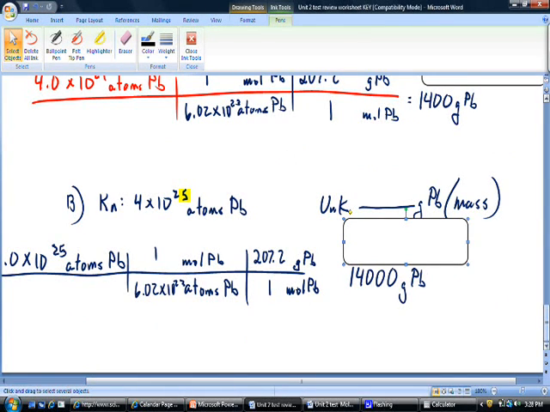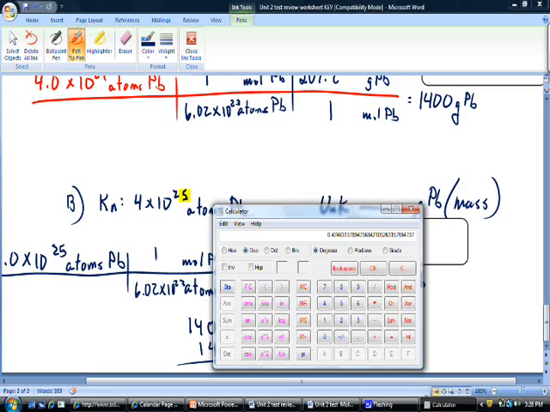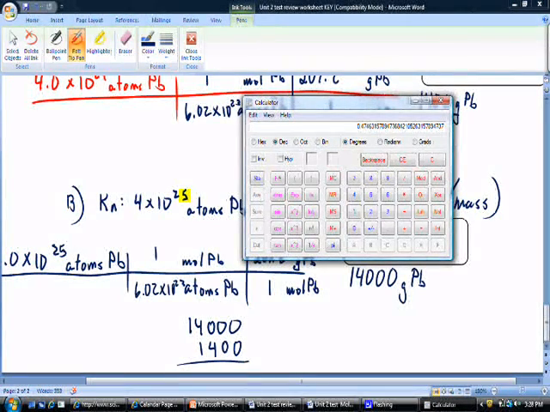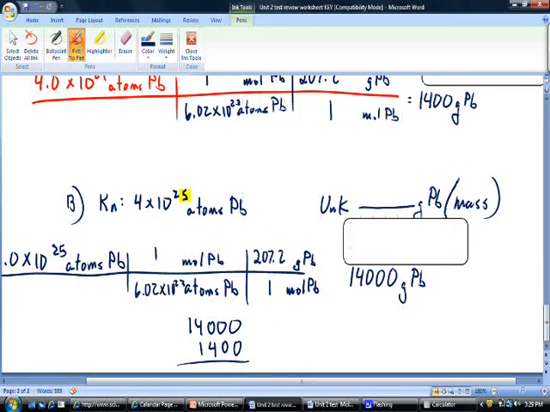So what's the answer to our problem? Well, the answer to our problem is 14,000 minus 1,400. And of course, you probably can do that in your head, but let's pull up the calculator here. 14,000 minus 1,400 equals 12,600. Let's see, there we go. 12,600. That's the difference in our measurement.